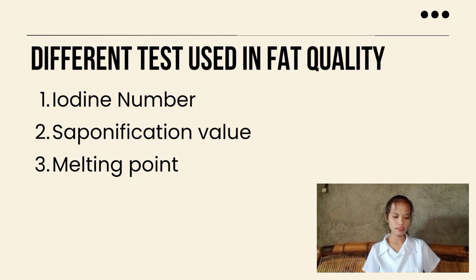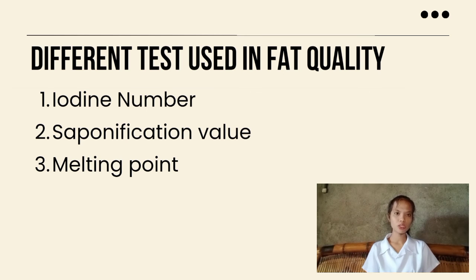And lastly is the melting point. It is the temperature when fat liquefies, while solidifying point is the temperature when oil solidifies. Melting point of a substance is the temperature at which it changes state from solid to liquid, and solid and liquid phase exist in equilibrium.